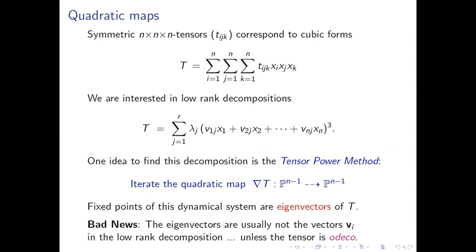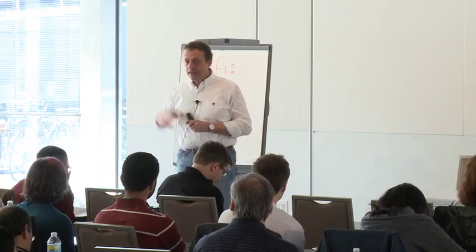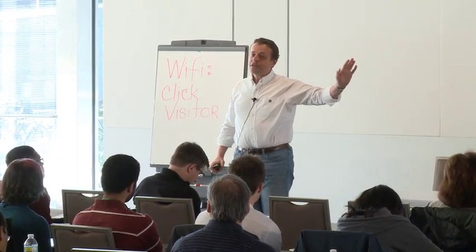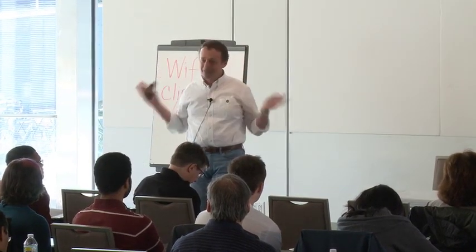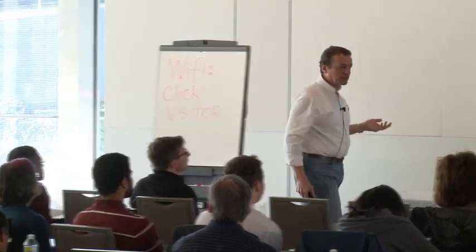So here we have a quadratic self-map, and the fixed points are the eigenvectors. Now here's what happens. Unlike in the matrix case, the eigenvectors are not the vectors you see, v_j, in the low-rank decomposition. So there are two things that are interesting. There's the spectral theory of matrices that's very interesting, and there's the low-rank decomposition of matrices that's very interesting. And for matrices, they happen to coincide. That's the content of the spectral theorem.